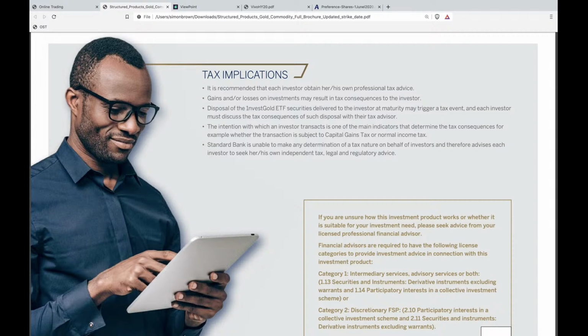Very nice and all, 300,000. SARS is going to say, hey, you've made 50,000. We want you to pay tax on that. Now, you haven't received the cash because, of course, you got the ETF. You're going to have to sell some of those ETFs to realize it.